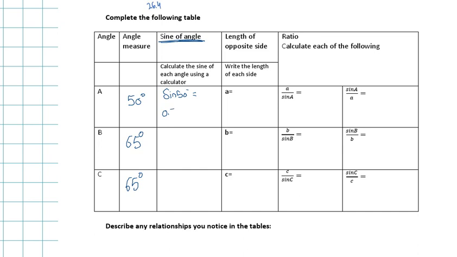0.766, yes? What's after the 0? 4. Good. Now, what would sine 65 be? 0.906. Okay, so that would work for both angles, because both B and C are 65.